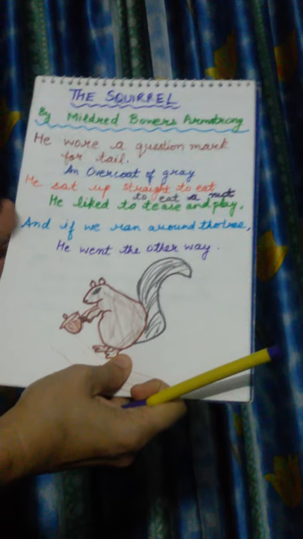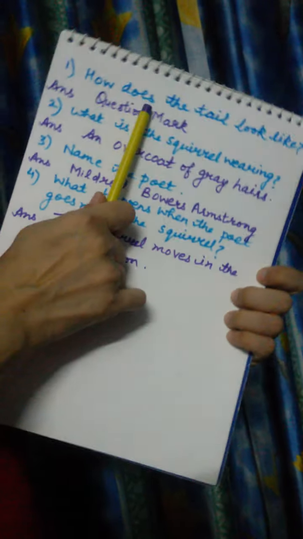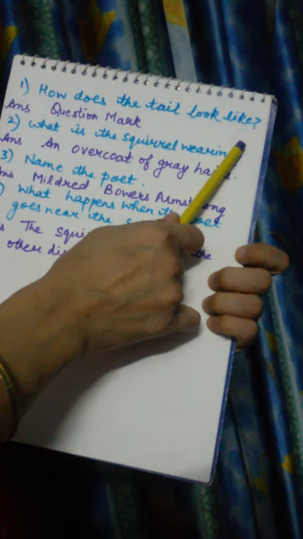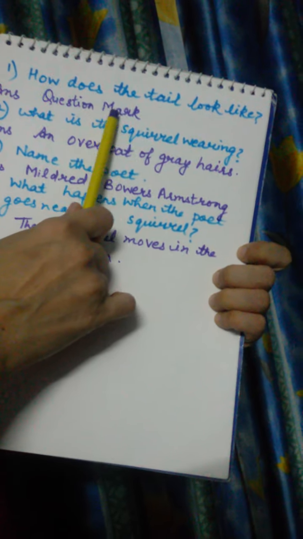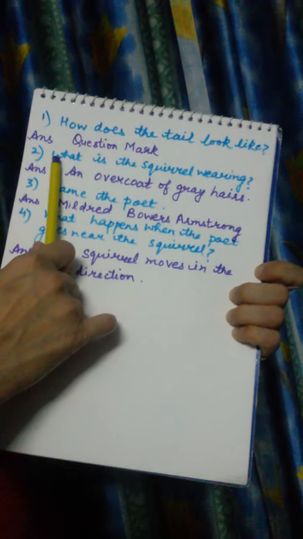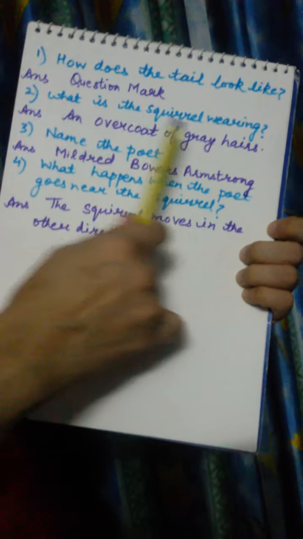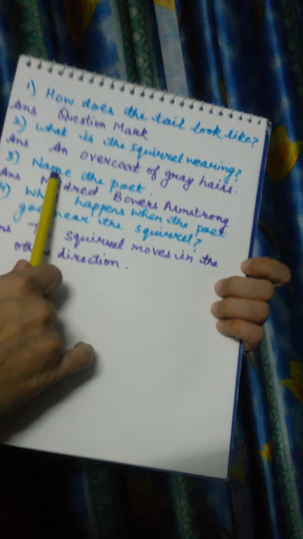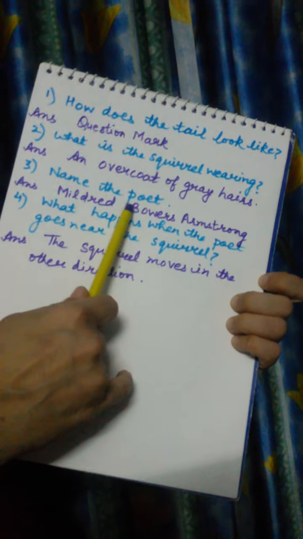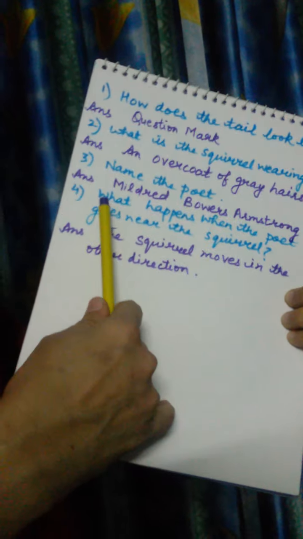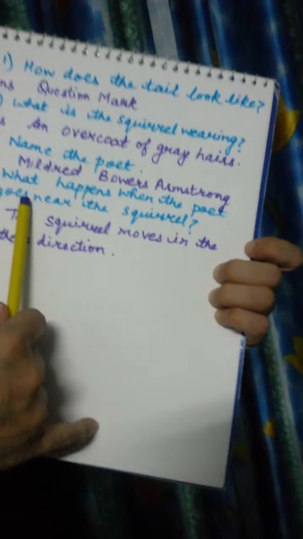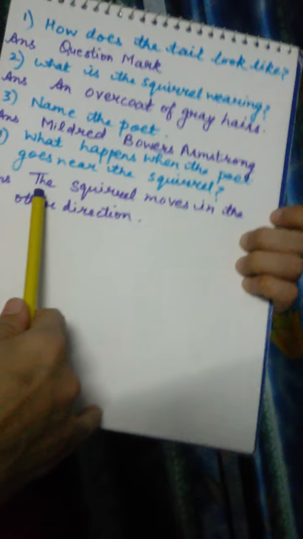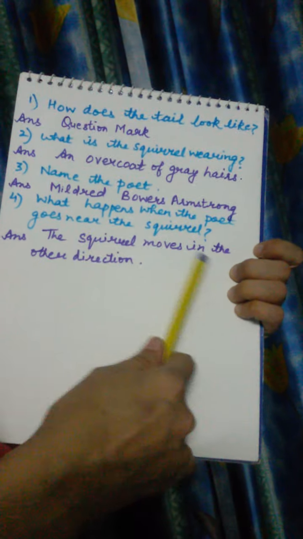Let's have a look at some few questions. How does the tail look like? It looked like that of a question mark. What is the squirrel wearing? An overcoat of grey hairs. Who is the poet? Name the poet. Mildred Boyce Armstrong. What happens when the poet goes near the squirrel? The squirrel moves in the opposite direction.